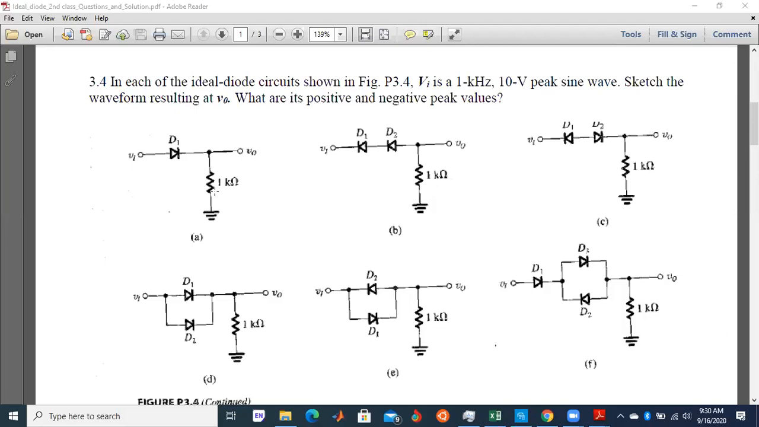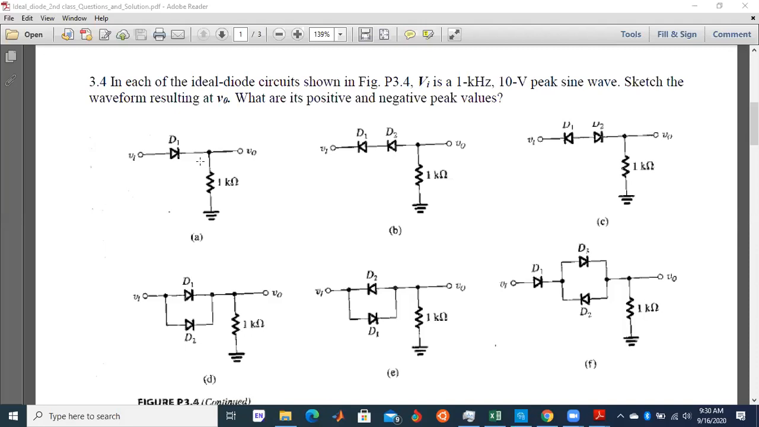The next thing is to calculate the positive and negative peak values of the output voltage. You have to write out the positive and negative peak values. So these are the two things you will write out. But in order to solve this, you have to follow these simple steps.